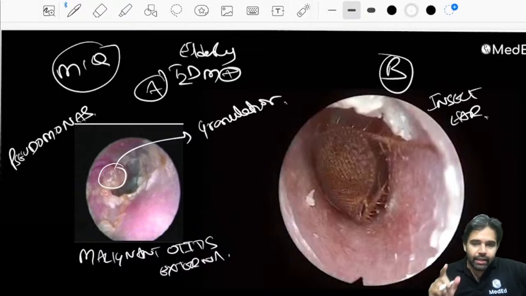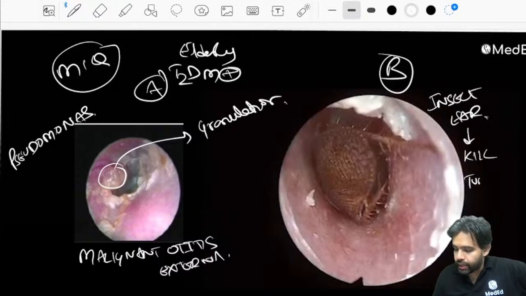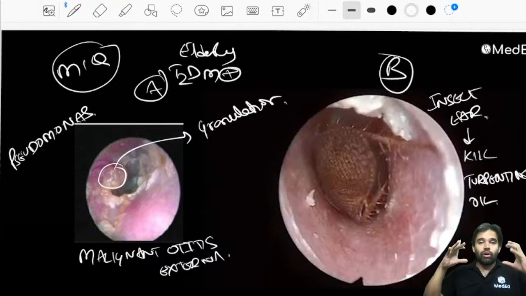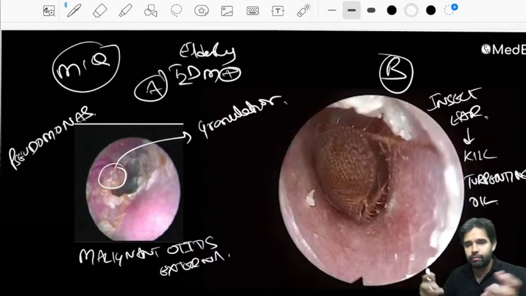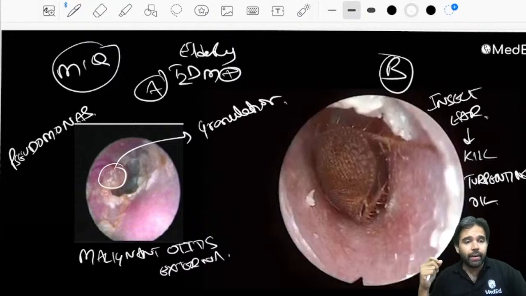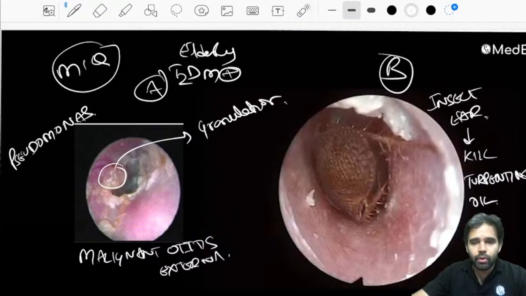Whereas in the insect in the ear, they will usually ask you what is the first line of action that you would do when you see a patient with an insect in the ear, and your answer would be to kill the insect before removal with turpentine oil. This aspect has been asked because you don't want the insect to create any injury while you're pulling it out, and you can pull it either surgically or through suction. So if it is a small insect, you can flush it, and there are many ways to remove it. But turpentine oil is what you would use for this.